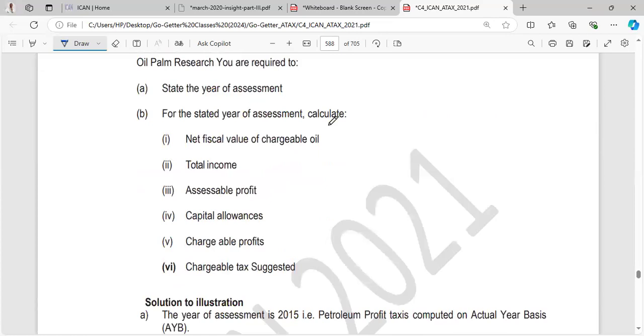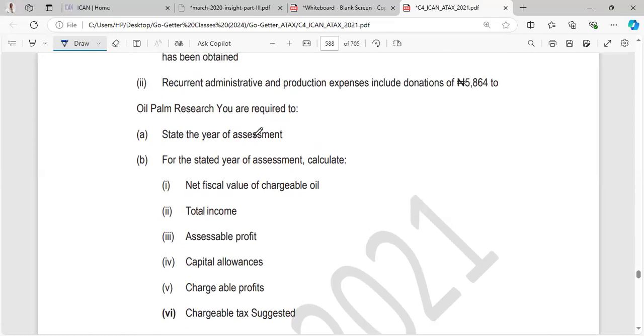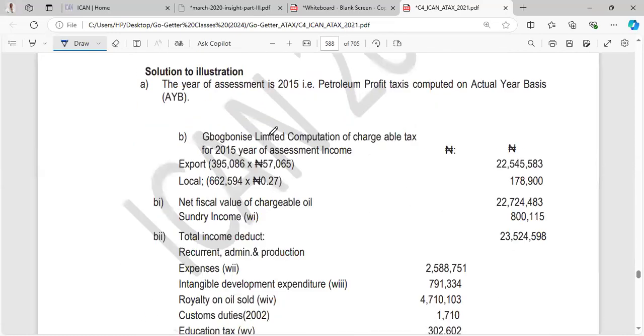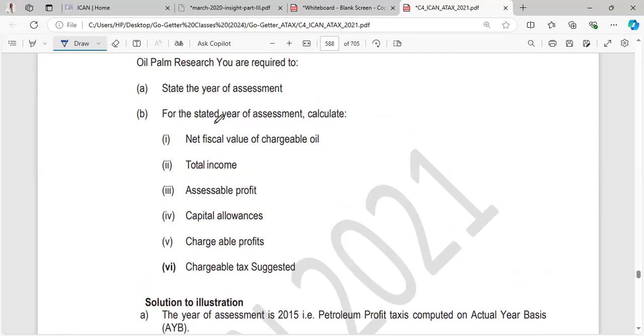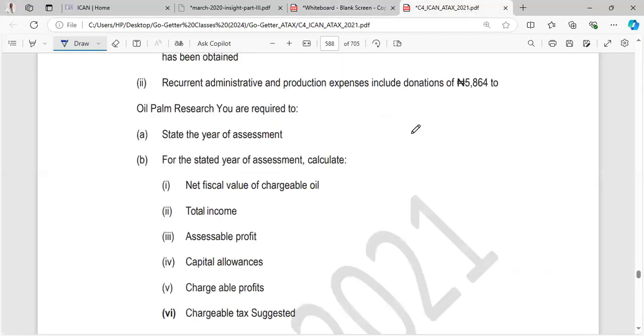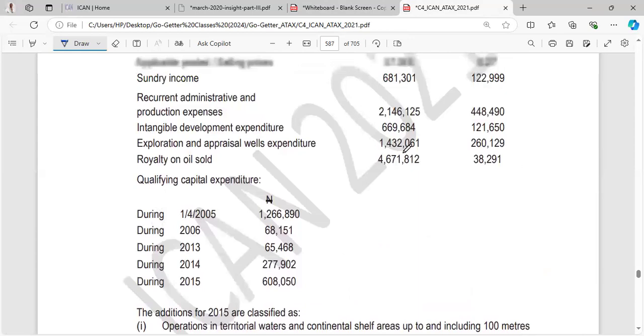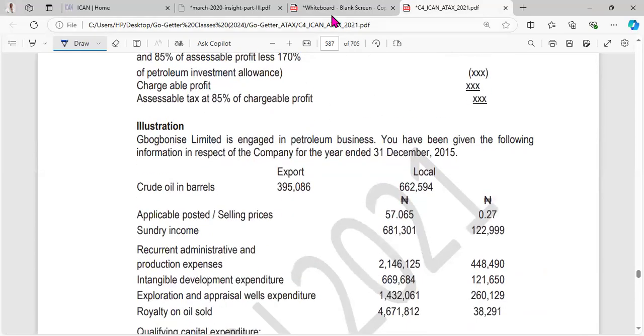For the year of assessment, calculate the net fiscal value of chargeable oil. Okay, they say state the year of assessment. That's the first thing. The year of assessment is 2015, computed on actual year basis. So that's no brainer, but we can still write it down here. This is our own illustration one.